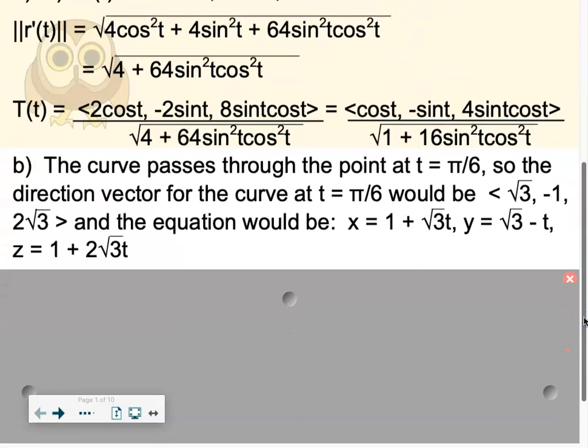So you have your point, you have your direction vector, and you write your parametric equation. Everybody got those. I don't know why I spent so long on it when you already got them.